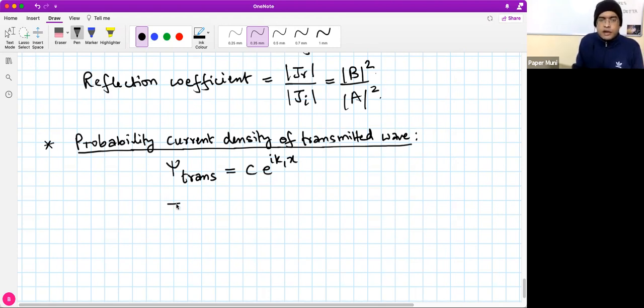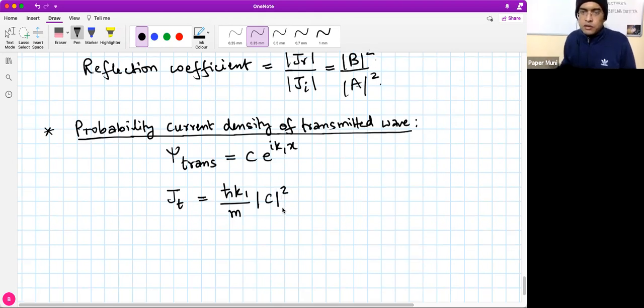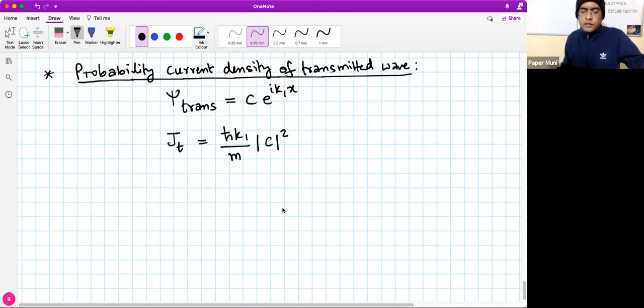Okay, now if I write down without solving this, what can we write? We can write ħk1, the momentum part, divided by the mass. The momentum will be ħk1. Whoever has been following these lectures can now directly write it down without even calculating it. Okay, so now in this case we'll define the transmission coefficient.